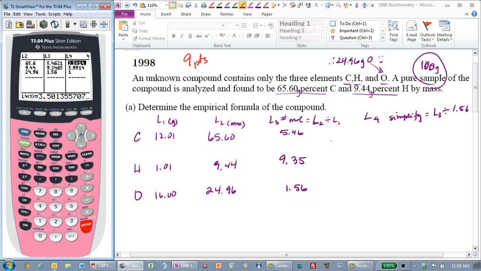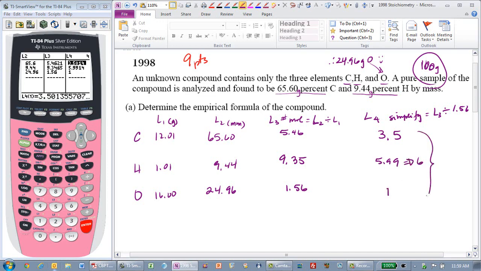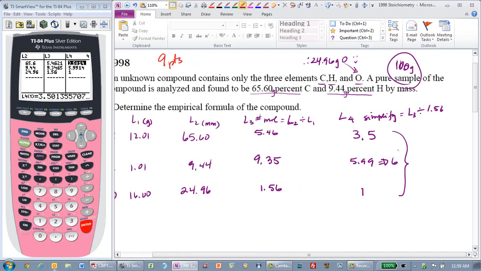And I come out with something that looks pretty spiffy, 3.5, and it looks spiffy because I'm looking at that 1 down there and loving it, 5.99, and 1. So we're going to call that 6, and then we're going to have to double this whole mess. Why? Because I can't write 3.5 and 6 and 1 as subscripts. I need whole number subscripts. So I'm going to double everything so that this becomes 7, 12, and 2.